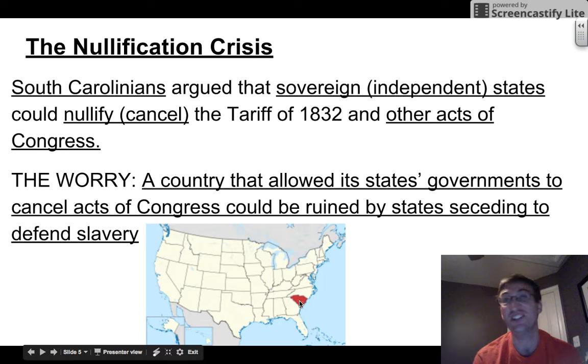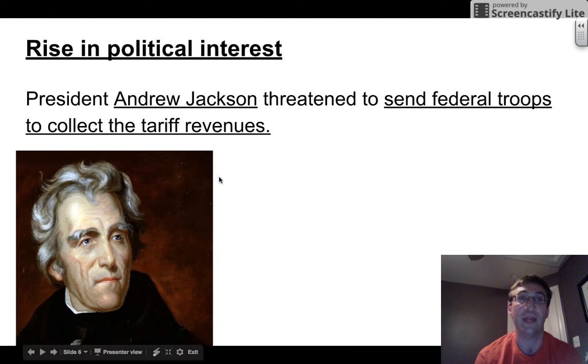South Carolina starts something here. And Andrew Jackson stops it. The president threatens to send federal troops to collect the tariff revenues, telling South Carolina, you need to pay up.